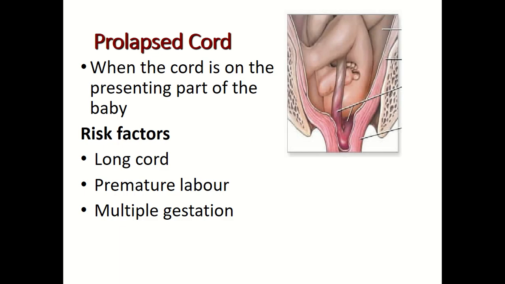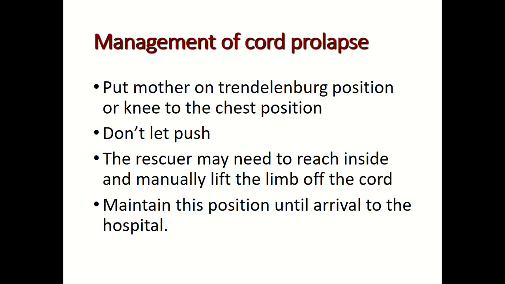Then for cord prolapse, I know a group is going to talk about cord prolapse extensively, but it's basically when the cord is on the presenting part of the baby. These are some of the risk factors for cord prolapse: when the cord is very long, or when the baby is premature, the baby is very small, and also for mothers with multiple gestation. How do you manage cord prolapse?